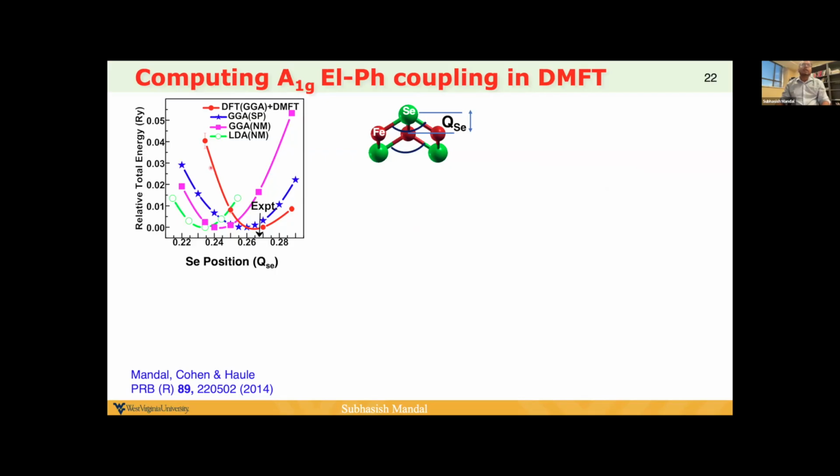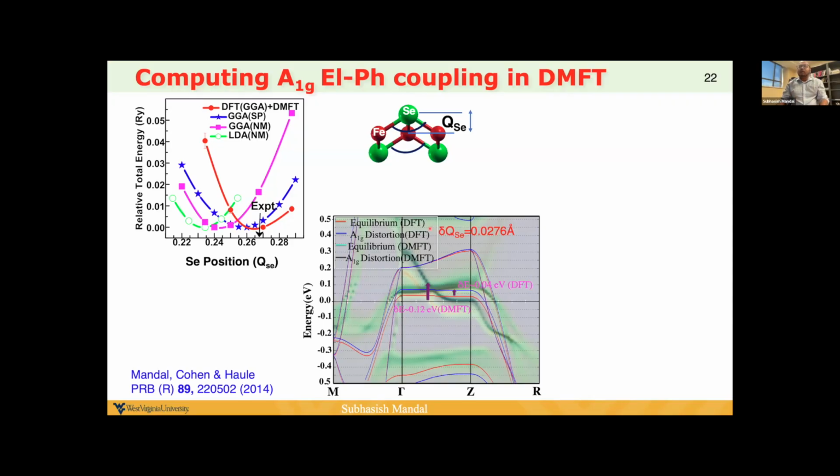This was done using LDA and GGA, as well as spin-polarized GGA and DMFT. DMFT is, of course, very close to the experiment, but you can see that including magnetism actually improves the LDA. LDA tries to overbind, so the separation and this angle determine the separation between these two layers. They are quite close to each other in LDA, and in DMFT it is close to the experiment.